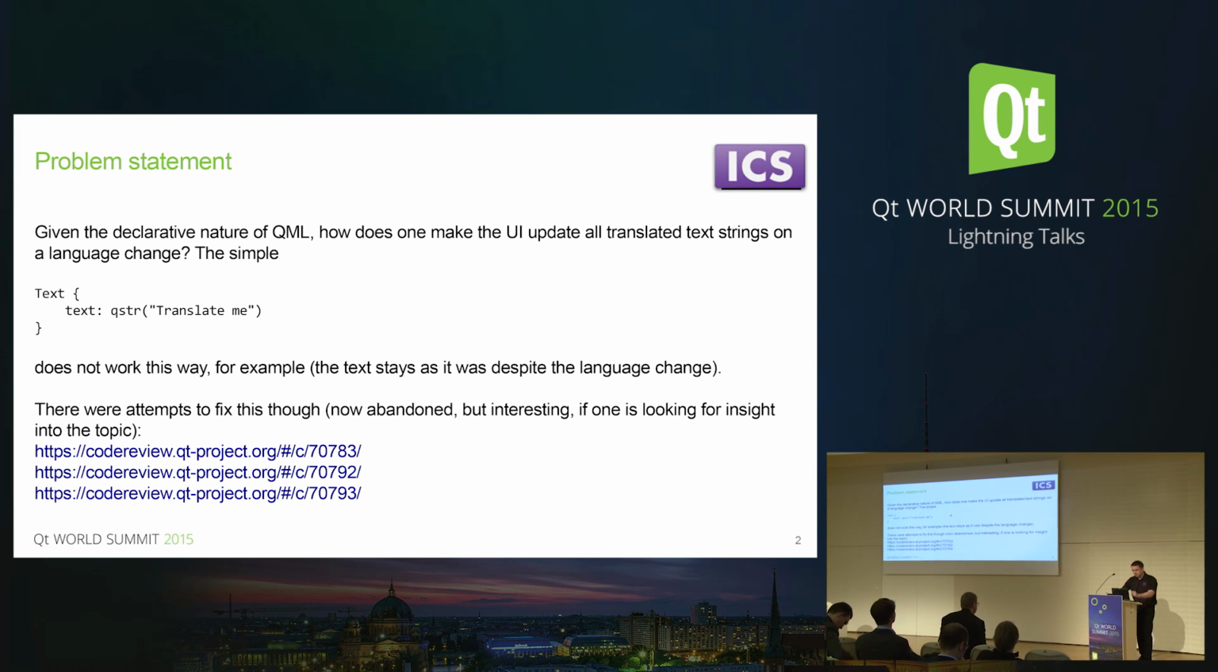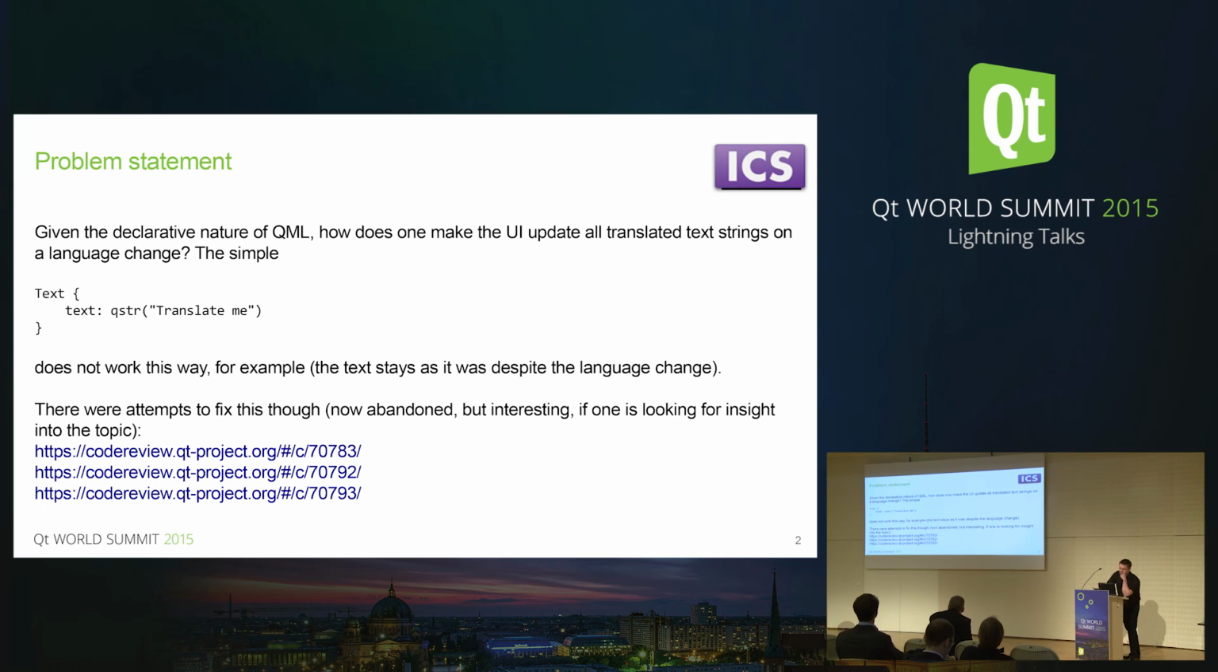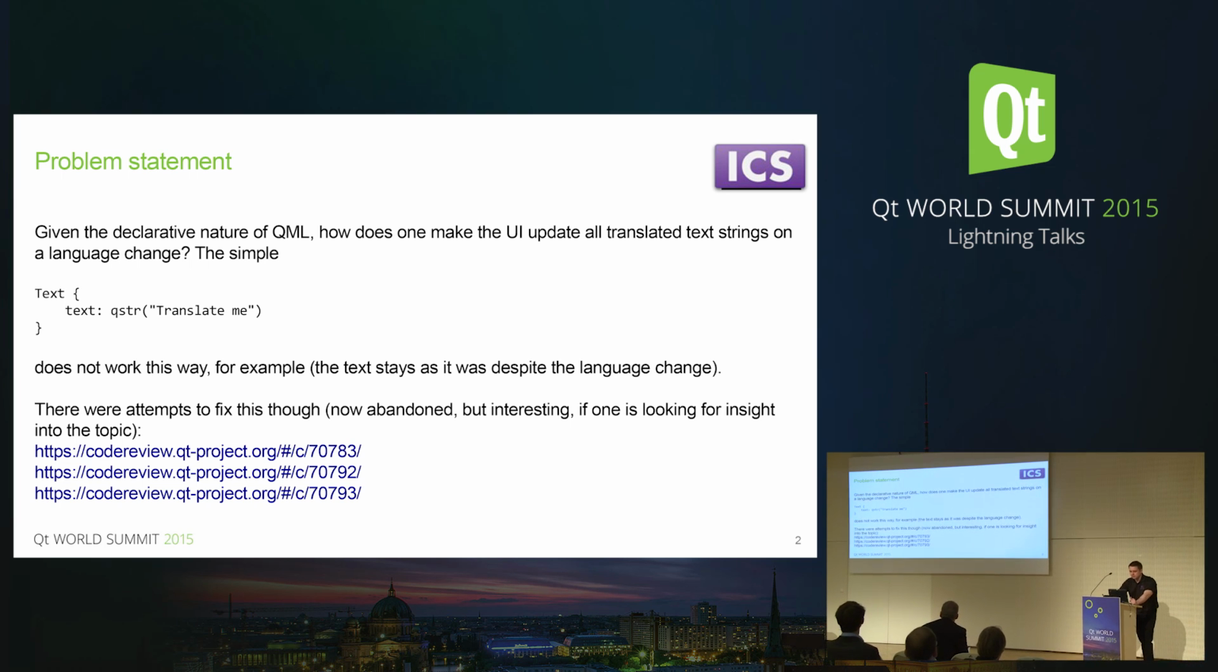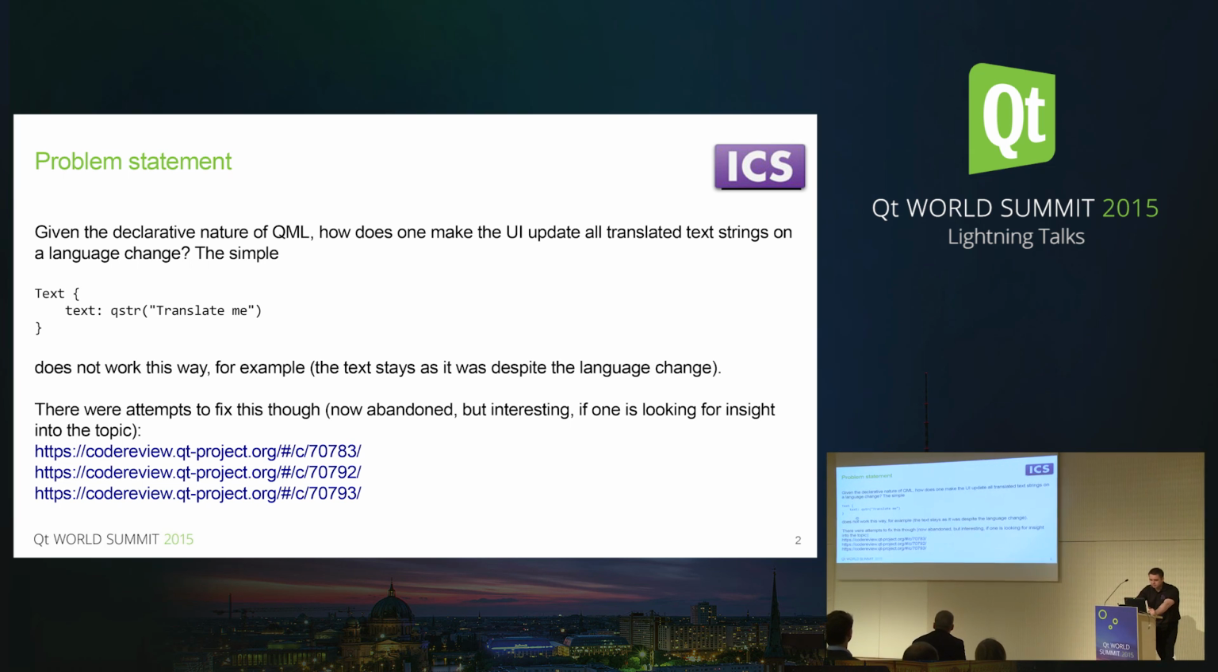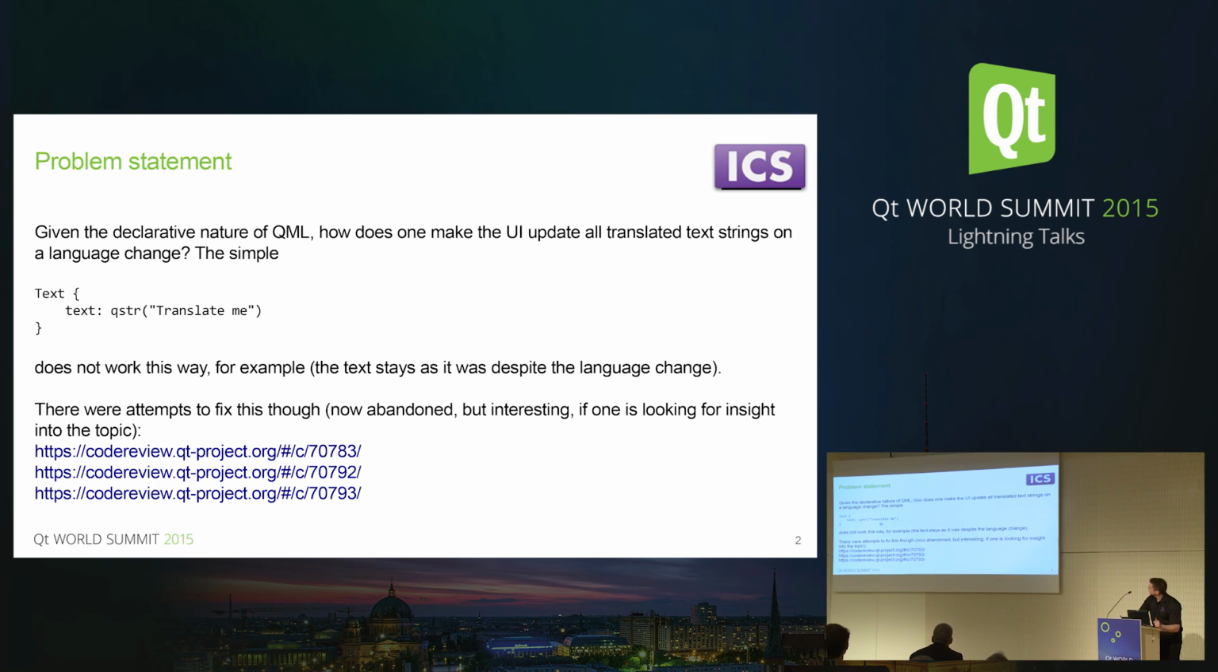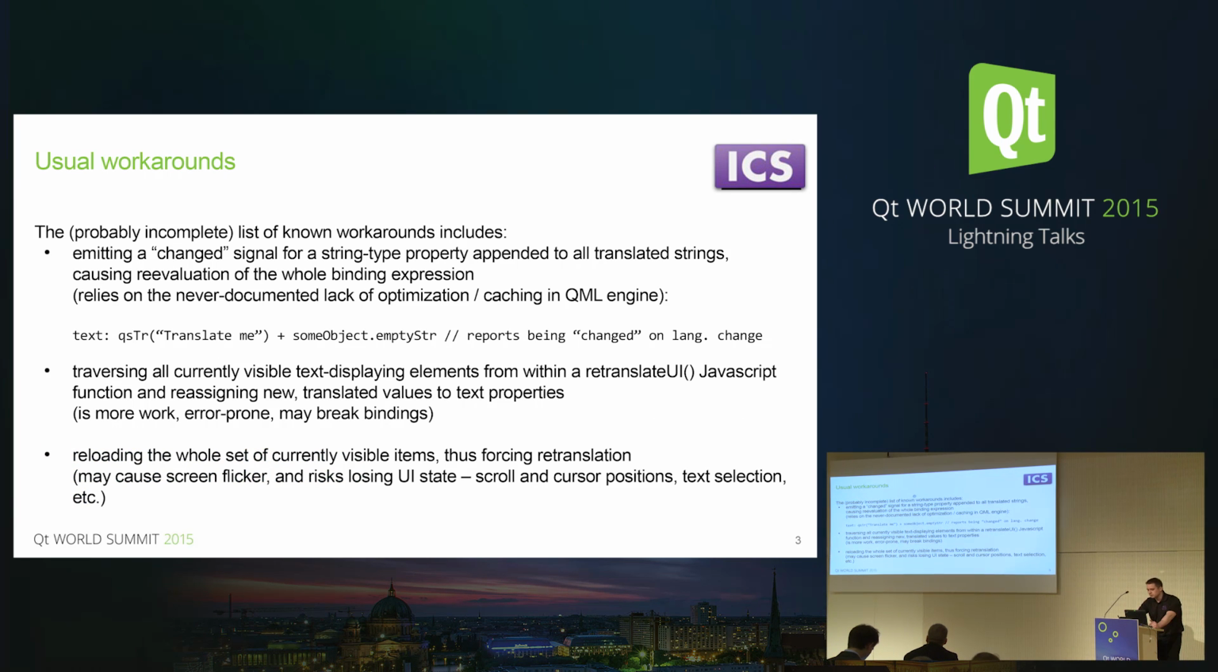So the question is, how do we actually retranslate QML strings, provided that the stock setup doesn't actually allow us to do this, right? So that's what you commonly have in your QML files, qsTr, and as soon as you switch languages, right, install a new translator, for example, it doesn't change. So there were some attempts to deal with this internally and add some magic, but those were abandoned, but you can still have the links when you get the PDF. So there are a couple of workarounds.